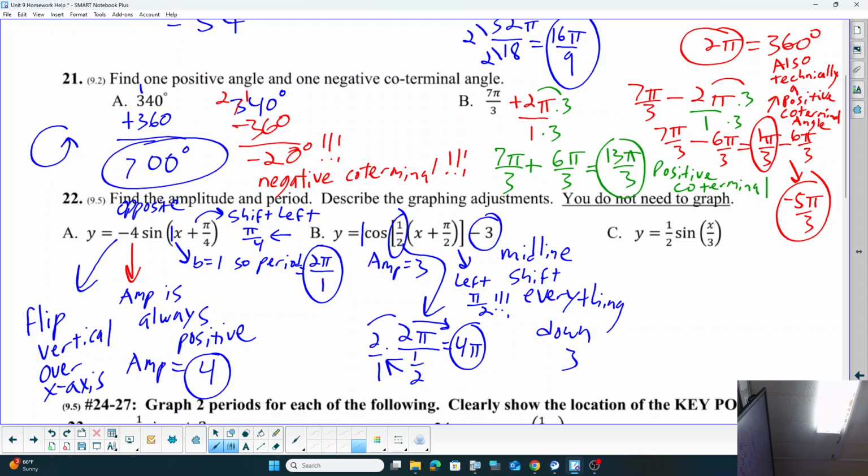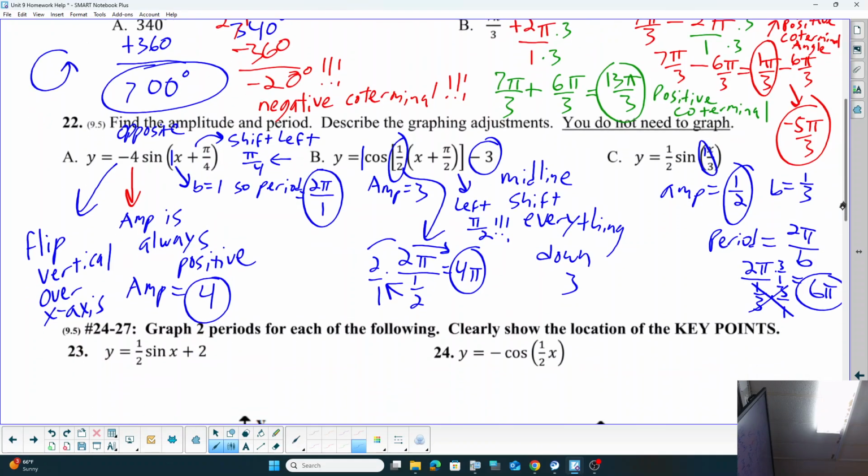Okay, so over here, we have an amplitude equal to a half. And we have a b value of an invisible 1/3. Since we have a b value of 1/3, that means our period is 2 pi over b, so 2 pi over 1/3. Keep, change, flip: times by 3 over 1. So we get 6 pi as the period.